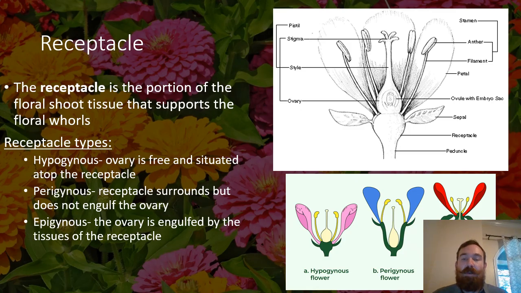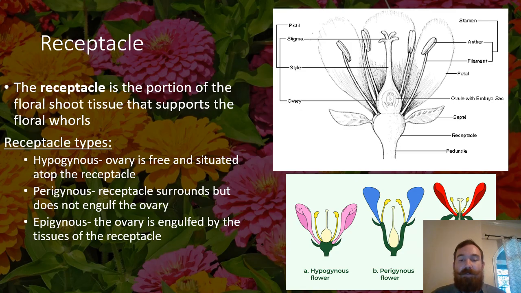The receptacle is the portion of shoot tissue or stem tissue to which all of the floral organs are anchored. And the receptacle can be configured in a number of different ways. It can be hypogynous, meaning that it's hypo. If you've ever heard of hypothermia, which is when your body temperature is too low, hypo means below. Gyne, if you know what a gynecologist is, that's a female reproductive doctor. So hypogyne means below woman.